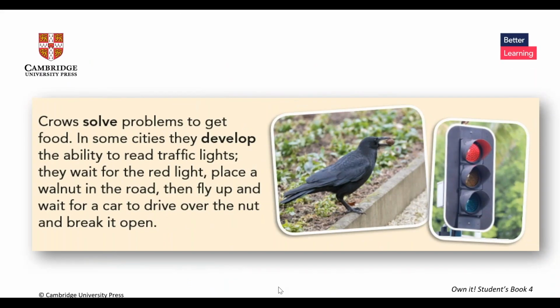So basically, they solve the problem by developing an ability to read traffic lights. So they wait for the red light, they place a walnut in the road or drop a walnut from a great height, and then they wait for a car to drive over the nut, wait at the side of the zebra crossing, and then when the traffic light changes, they walk across the zebra crossing safely to eat the nut.